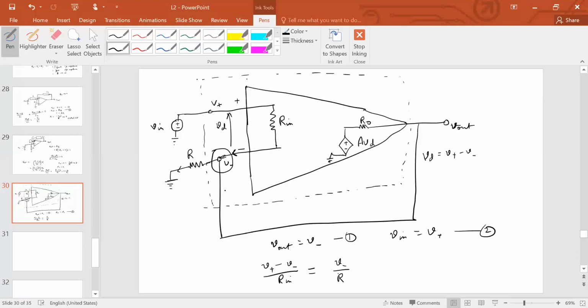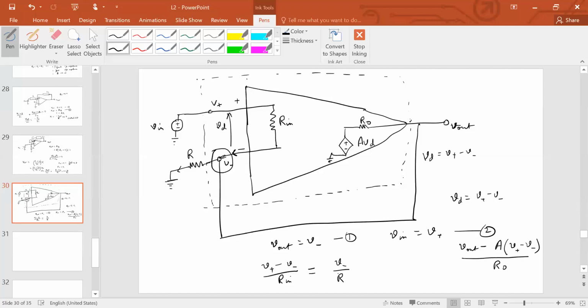That is this current. So what is the direction of this current? Suppose I assume this direction to be, suppose V out is higher. Then this current is nothing but V out minus A times VD. What is VD? VD is nothing but, I've already written that. Anyway, this is a repetition. V plus minus V minus, divided by R naught.